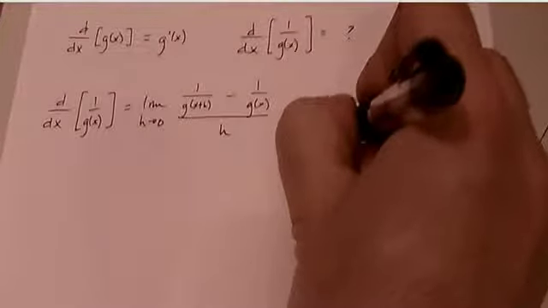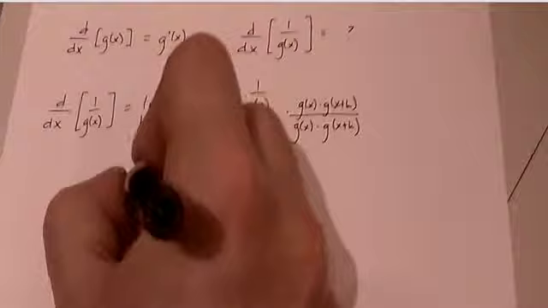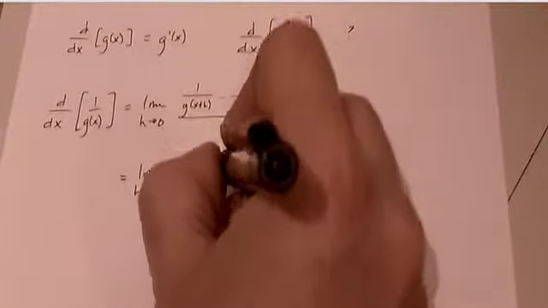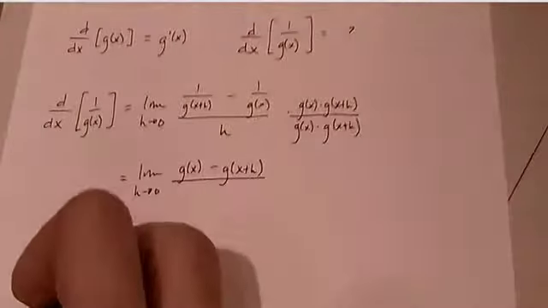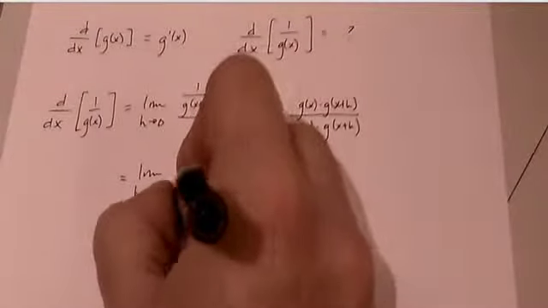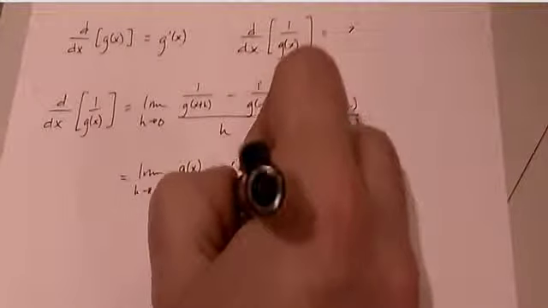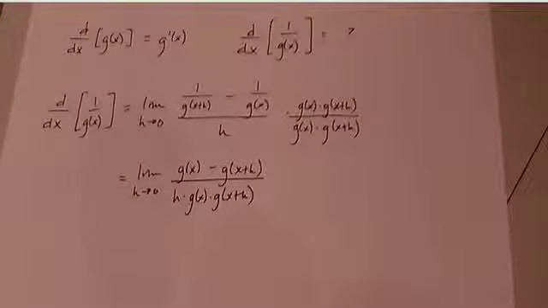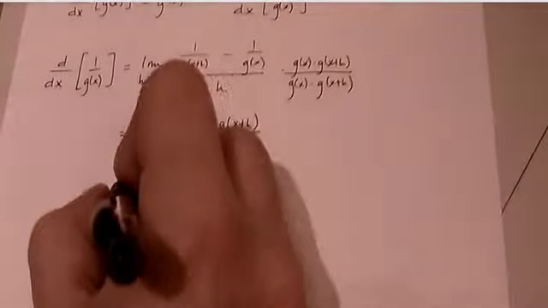And when we do that, we're going to get the limit as h approaches 0 of g of x minus g of x plus h, all of that over h times g of x times g of x plus h. Okay, well, that really shouldn't be all that bad. All we have to do is reformulate it a little bit, okay?